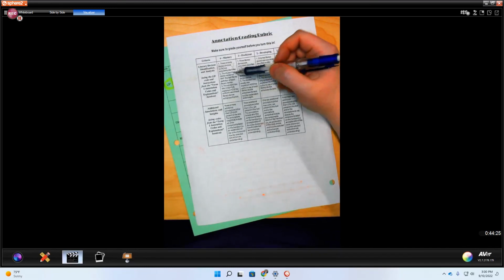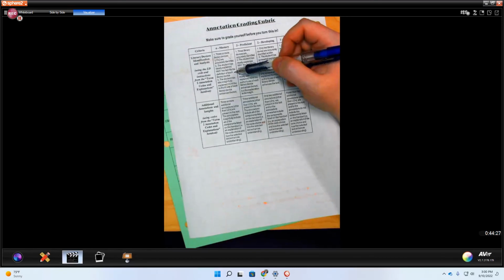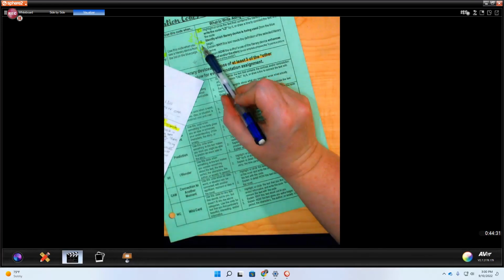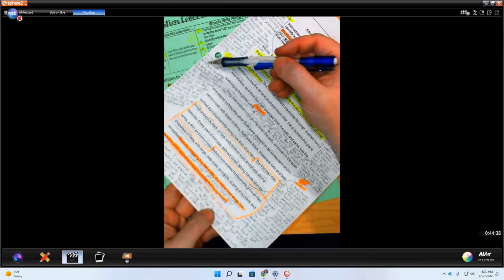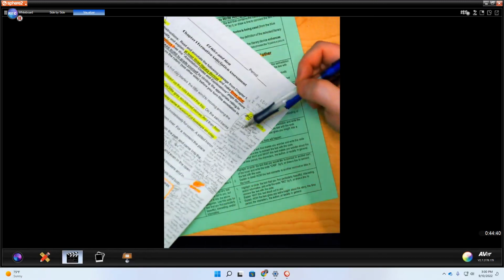Have I clearly explained why the text fits the definition of each literary device? Let's see, that's number 3 on this list. So I have number 3 here. I've explained it for this one. I've explained it for this one. And I've explained it for this one. And I think my explanation is pretty thorough.